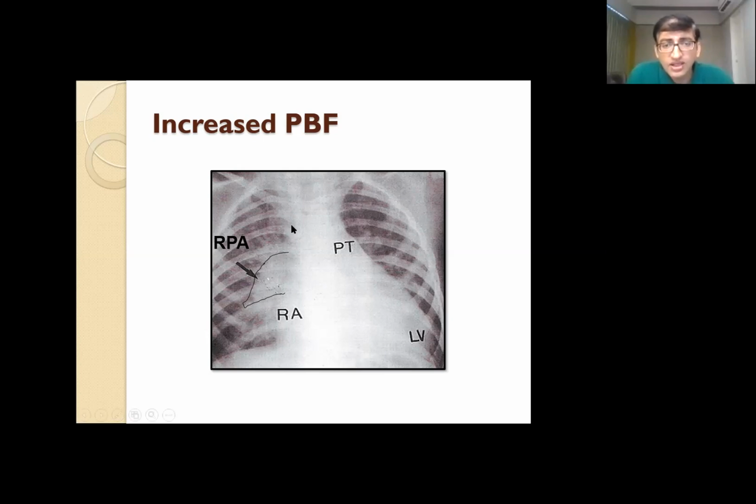And we can see that the small vessels are going in the distal two-thirds of the lung field. So when you have a cardiomegaly, dilated right pulmonary artery, and the small vessels approaching the distal two-thirds of the lung field, all these features are suggestive of increased pulmonary blood flow.